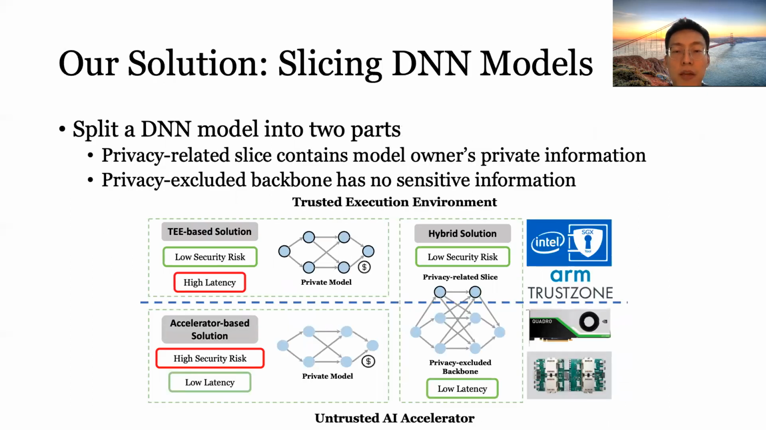Our solution is to slice DNN models and split a DNN model into two parts. The privacy-related slice contains the private information of the model owner and is secured by the TEE. The privacy-excluded backbone has no sensitive information and can be put on the untrusted AI accelerators.